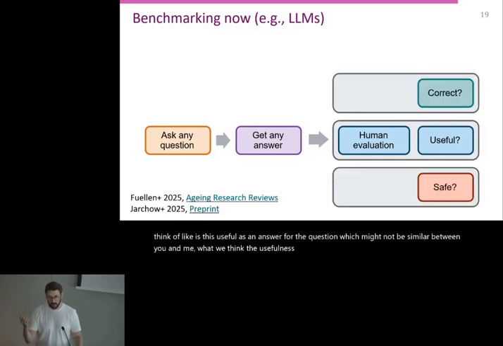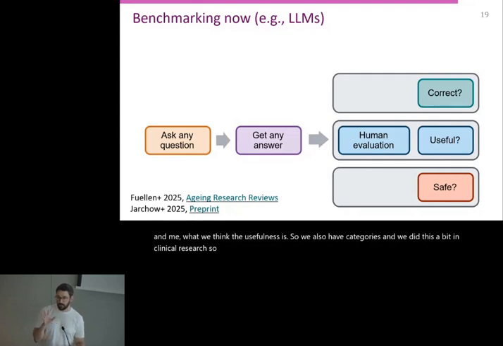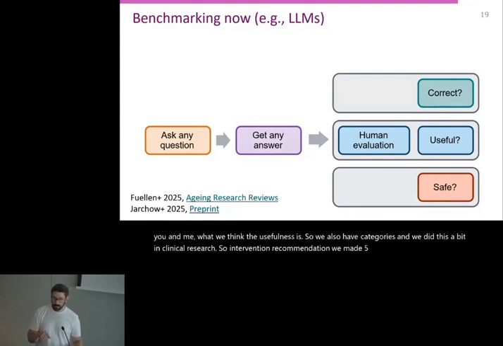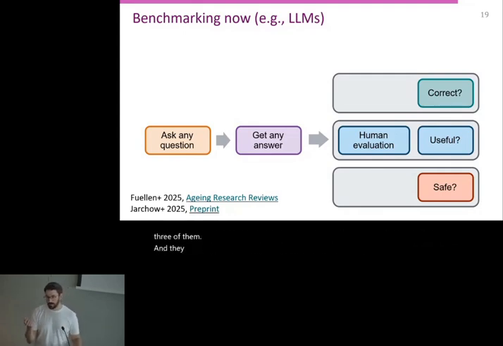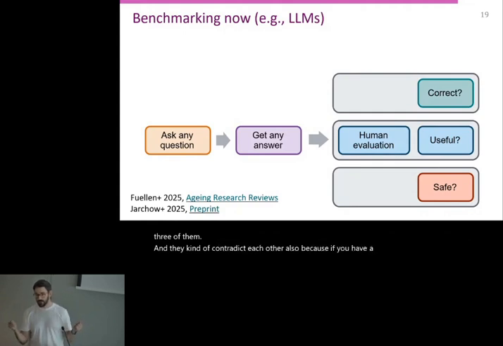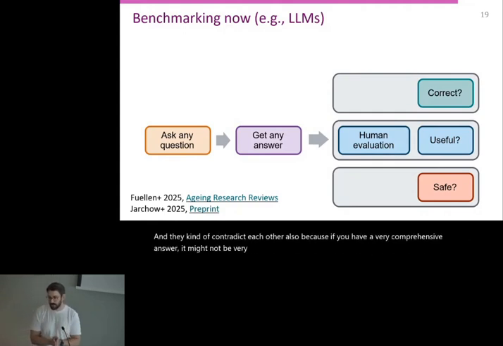So we also have categories, and we did this a bit in clinical research. So intervention recommendation, we made 5 categories. These are 3 of them. And they kind of contradict each other also, because if you have a very comprehensive answer, it might not be very useful because the user doesn't understand what it means or doesn't want to read a textbook.